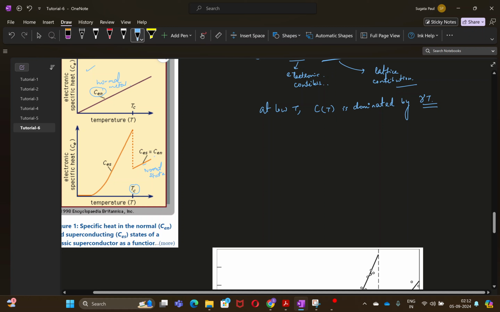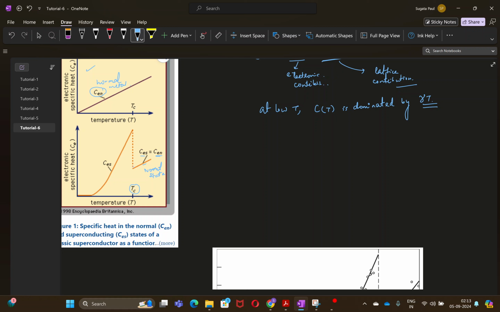Here CES equals CEN. That means in this case, the superconducting electronic specific heat is equal to the normal metal electronic specific heat, and that is why it is a simple gamma T linear term, because we are beyond Tc. But when you are crossing Tc and going to even lower temperature, that means you are coming into the superconducting regime, then you can see a very significant change.